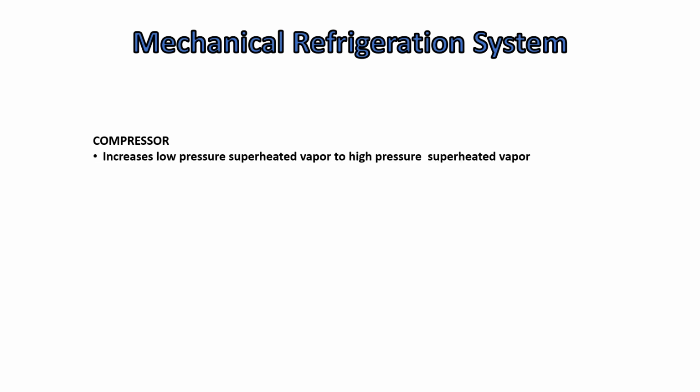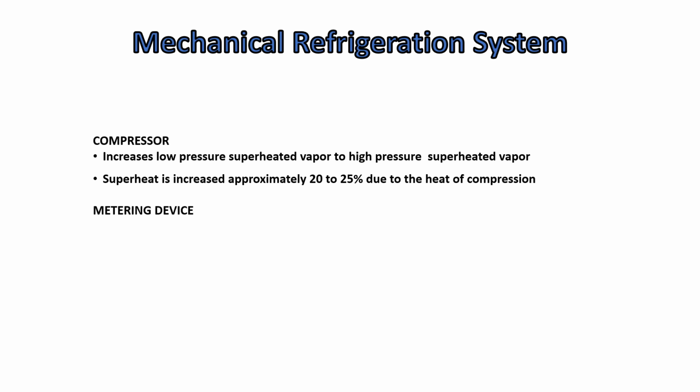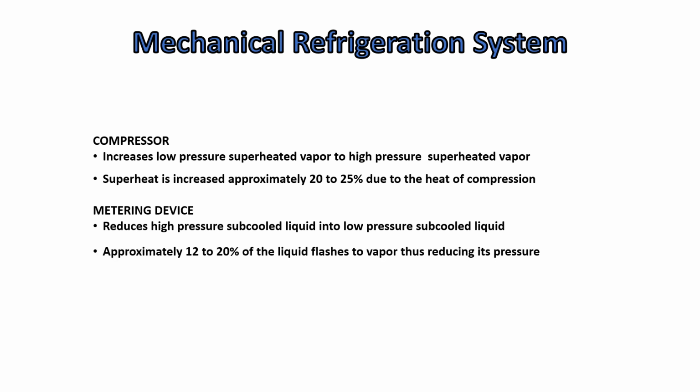Let's look at the two other components of the mechanical refrigeration system. First, the compressor, which increases low-pressure superheated vapor to a high-pressure superheated vapor. Superheat is increased approximately 20 to 25% due to the heat of compression. Next, the metering device reduces high-pressure subcooled liquid into a low-pressure subcooled liquid. Approximately 12 to 20% of the liquid flashes to a vapor, thus reducing the pressure as it passes through the metering device.